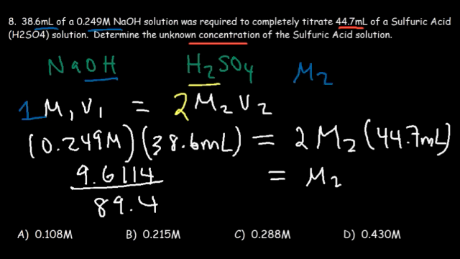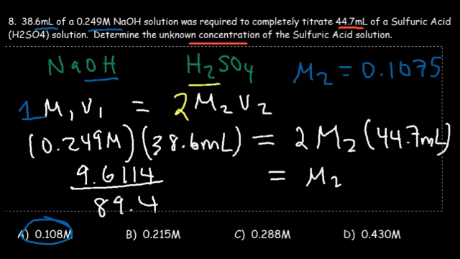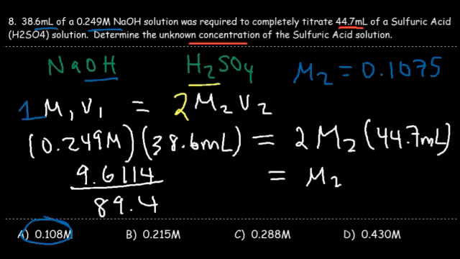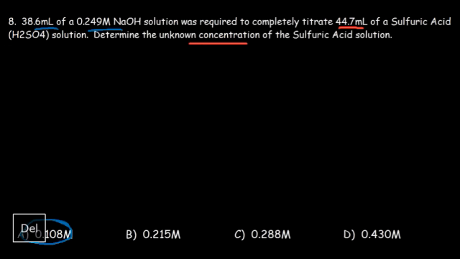So the molarity of H2SO4 is 0.1075, or if you round it, 0.108. Now let's see if we can get the same exact answer using dimensional analysis. So we're looking for the concentration of H2SO4.